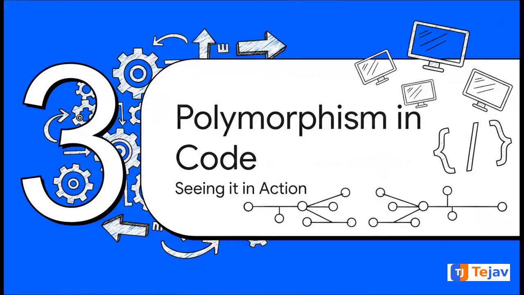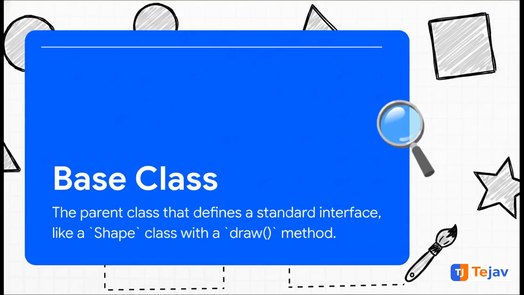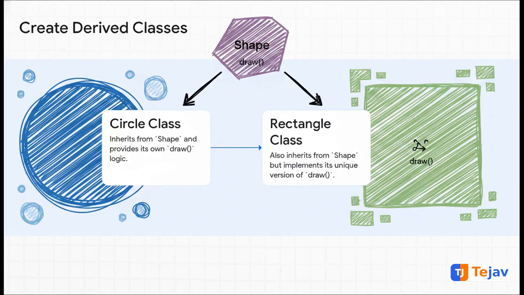Okay, that's enough theory. Let's actually see what this looks like in code, because this is where the concept really comes to life. First things first, we need a blueprint. In programming, we call this a base class. Think of it as our generic shape template. This template defines a rule. Any class that wants to be a shape must have a method called draw. So now we create our specific shapes. We make a circle class that inherits from shape. It follows the rule. It has a draw method, but it provides its own special instructions for how to draw a circle. Then we do the exact same thing for a rectangle. It also inherits from shape and provides its own unique version of draw.